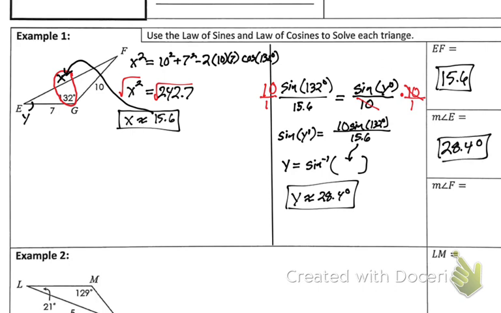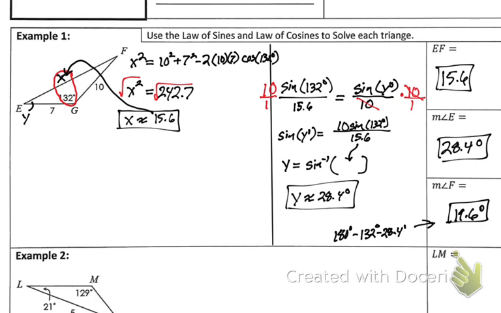Should I use the law of sines to get angle F then? No. Why not? You just subtract from 180. Once I know two angles, we should just go 180 minus those two angles. So to get to F should not be a big leap. We should just go 180 minus that 132 minus that 28.4. Shout it out. What's our angle F? 19.6. 19.6 degrees.